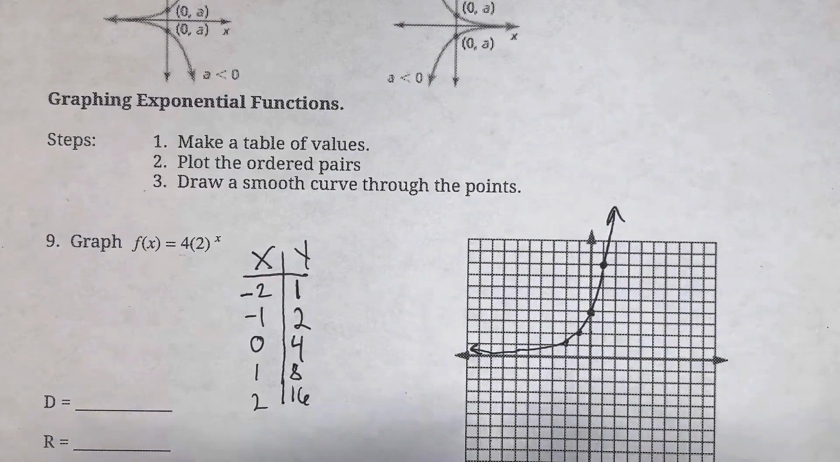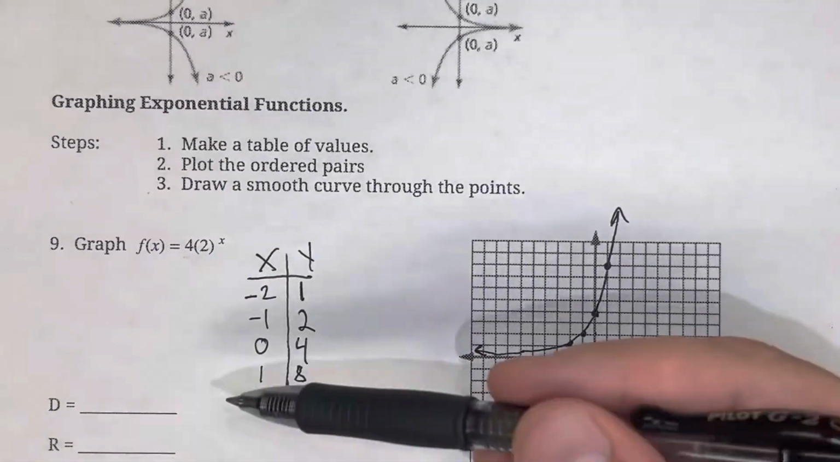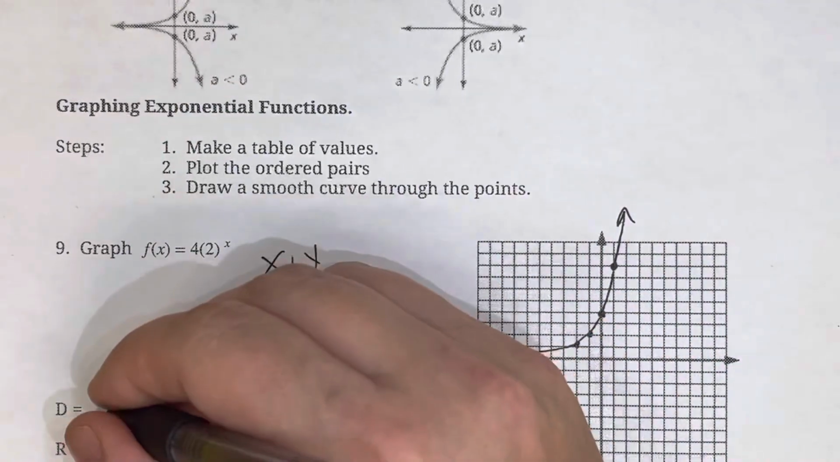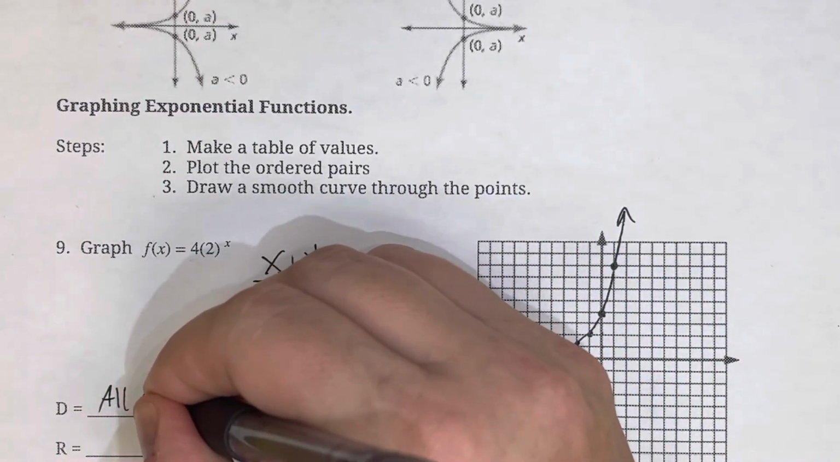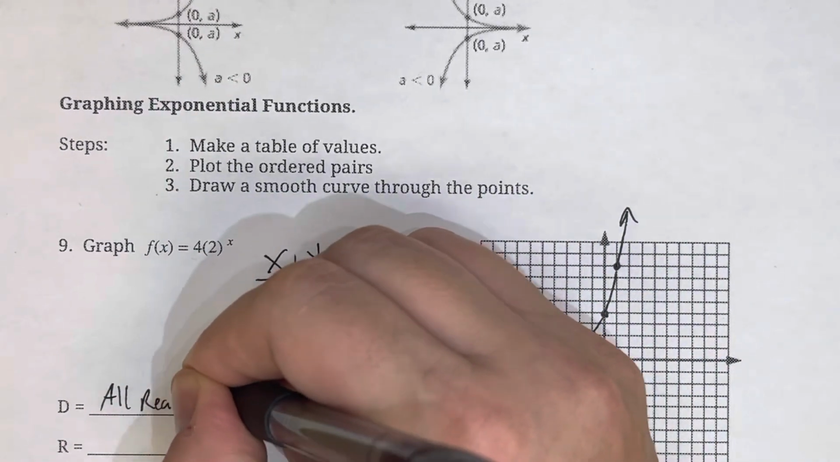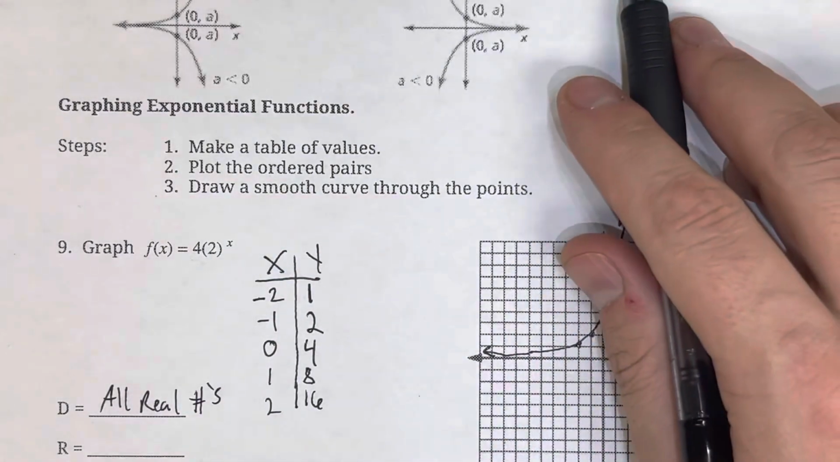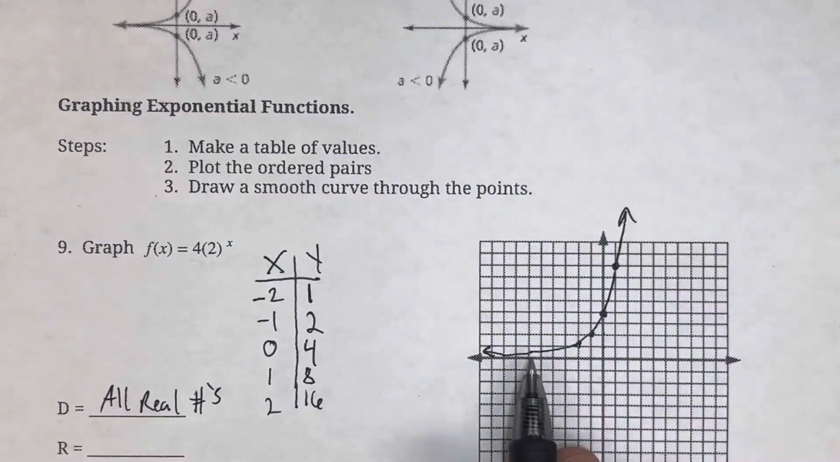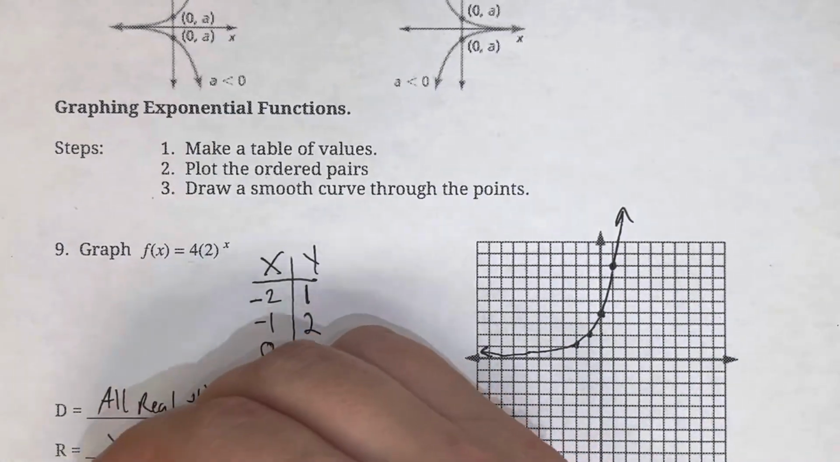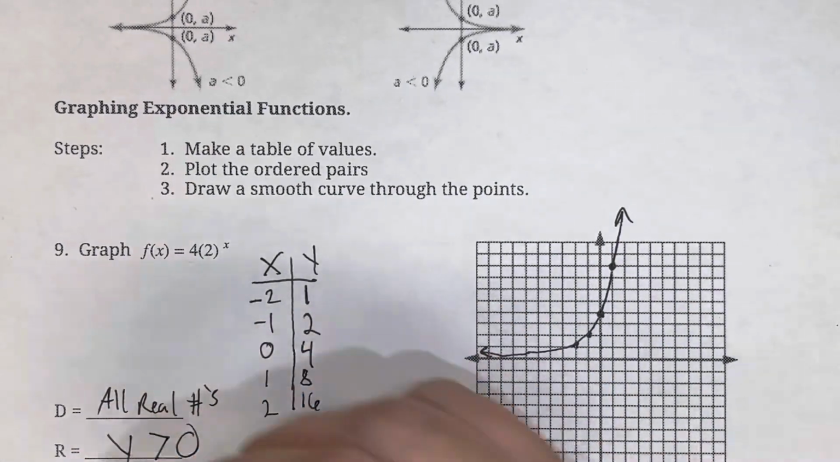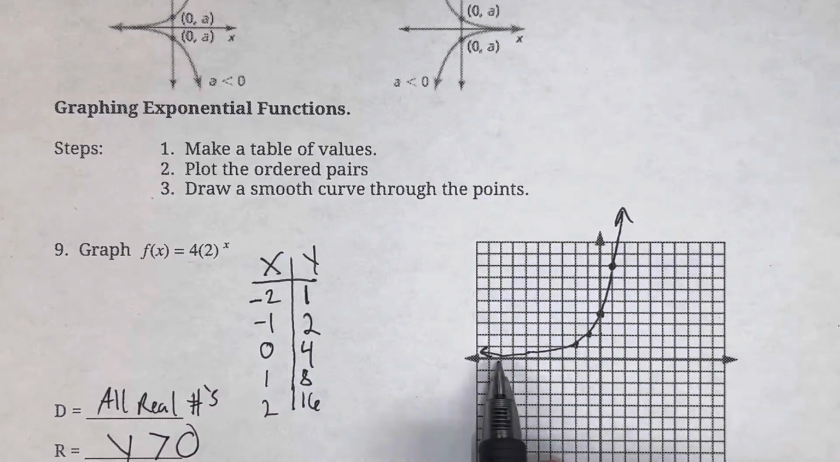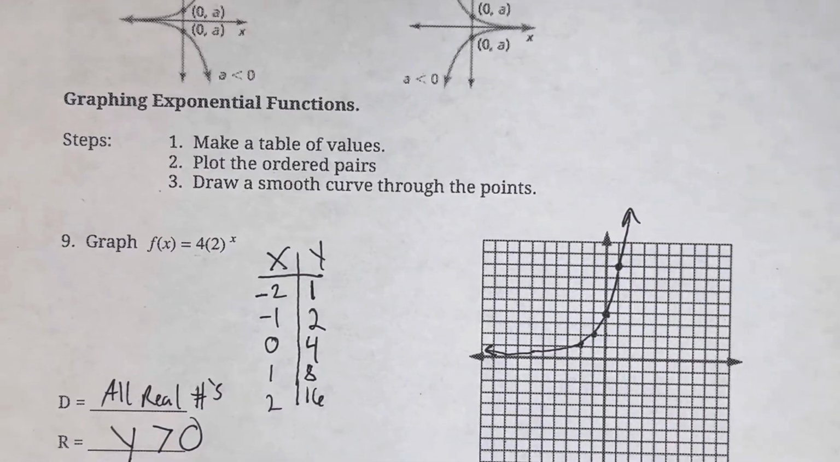So the domain, all the x values, goes left forever, goes right forever. The domain is all real numbers. The range, y values, it goes up forever, but doesn't go down forever. Y is greater than 0 because it never quite crosses this x-axis. It gets super, super close to 0, but never quite gets there.